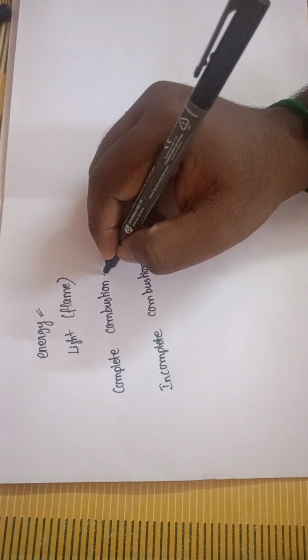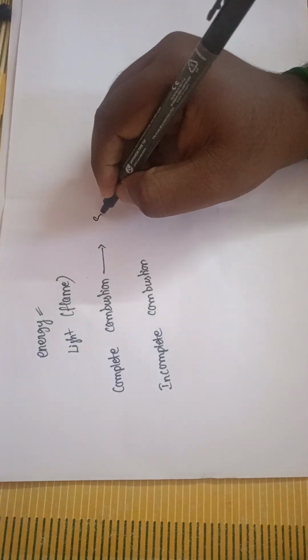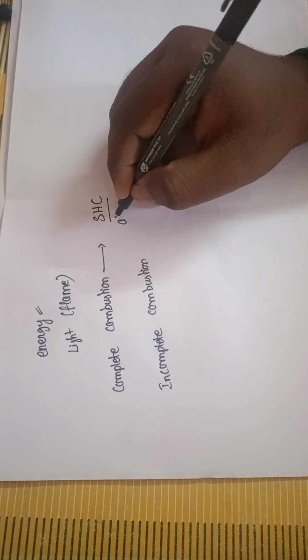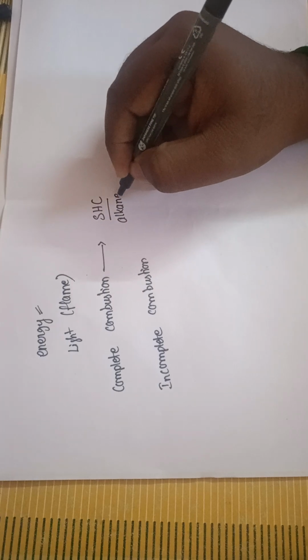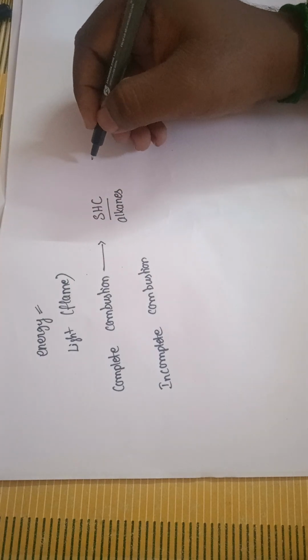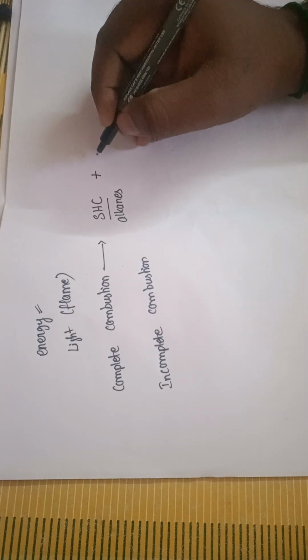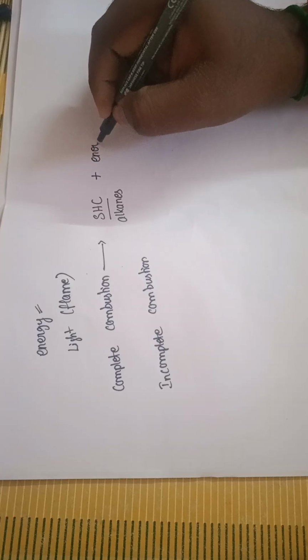Complete combustion means saturated hydrocarbon. What is a saturated hydrocarbon? All alkanes are saturated hydrocarbons. All alkane-type compounds are saturated hydrocarbons. When a saturated hydrocarbon reacts with enough oxygen.